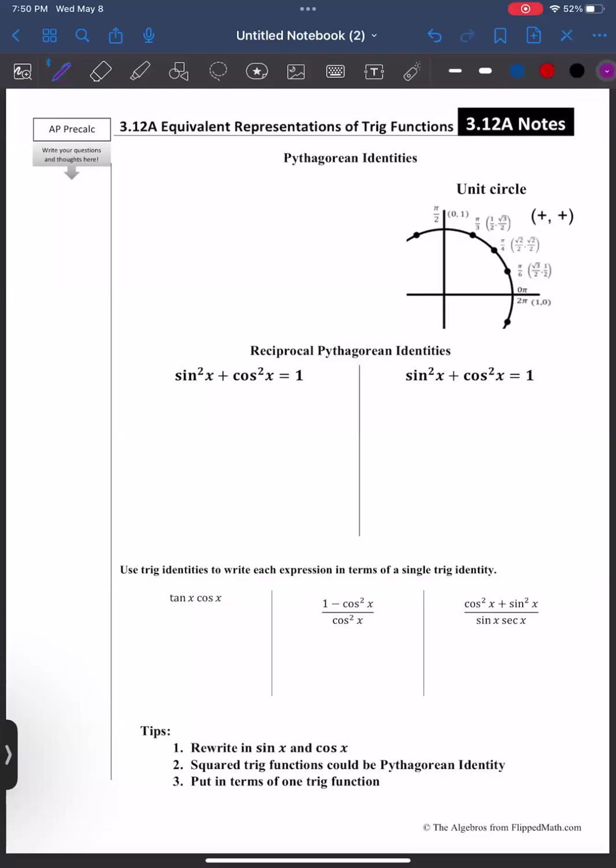All right, 3.12. So there's part A and part B. We're just going to do them all in one video. The first one we are talking about is equivalent representations of trig functions. I'm going to give you a bunch of trig identities that are very, very helpful when solving certain problems, and you're going to see how that comes into play.